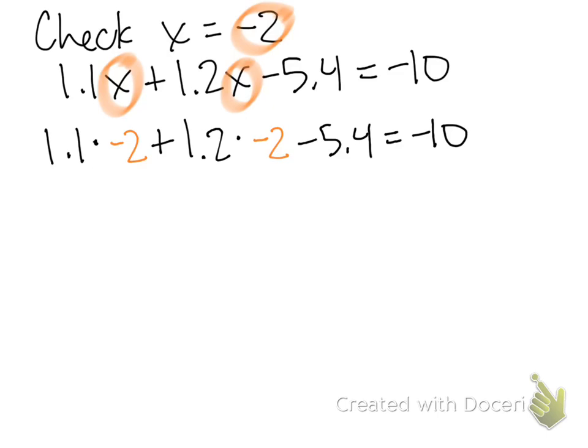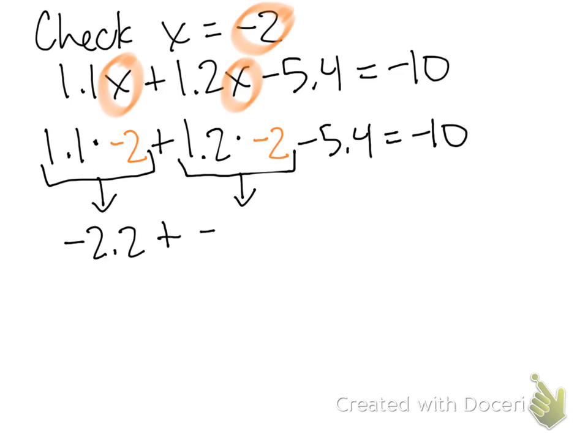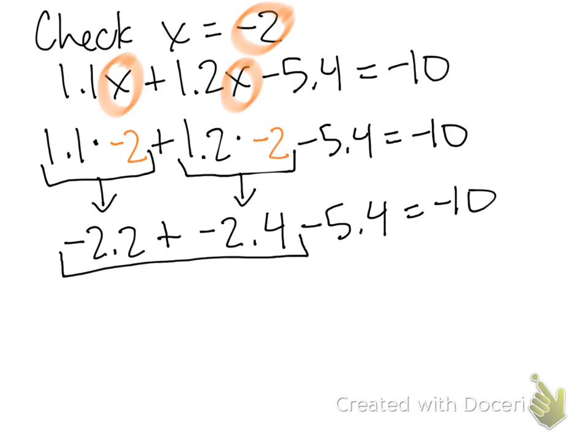Okay, so I'm going to take care of all my multiplication first. Here we have multiplication. We also have multiplication here. So this will be negative 2.2 plus negative 2.4 minus 5.4. Okay, I'm going to take this one step at a time. So here we have negative 2.2 plus negative 2.4, and that will give me negative 4.6 minus 5.4 equals negative 10.